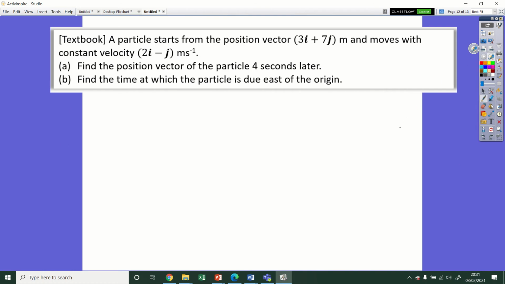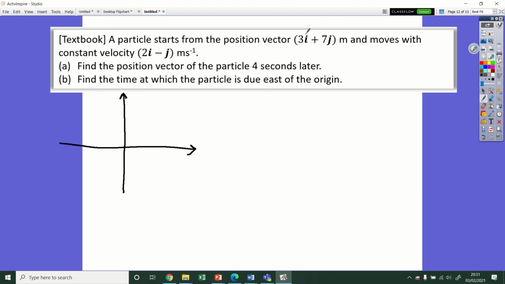Okay, so I'll give you time to read through this. A particle starts from the position vector 3, 7 and moves with constant velocity 2, minus 1 meters per second. Firstly, find the position vector of the particle 4 seconds later, and then the time at which the particle is due east of the origin. Seeing as it's our first example, I'm going to draw a picture so we can see what's going on with this.